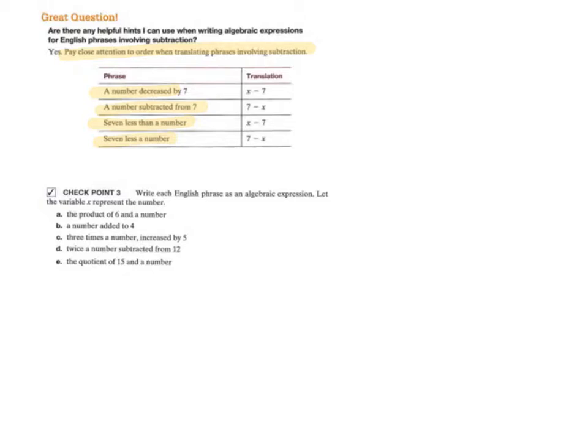So if you look down here at the problems that are given for the checkpoint, the first problem, the product of 6 and a number. Product means multiplication, 6, and a number is just n. The next problem, a number added to 4. So we have a number added to 4. Notice how I'm writing them is simply by reading exactly, because they're not subtraction. 3 times a number increased by 5. So 3 times a number increased by 5.